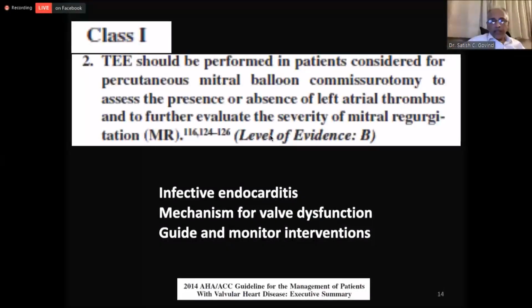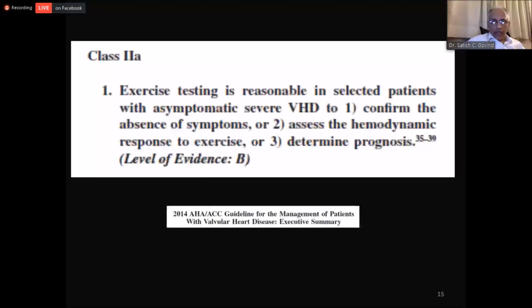TEE is used in certain scenarios, especially if you have mitral stenosis and one is looking at an intervention, looking at thrombus, suspicion of infective endocarditis where the transthoracic echo is not contributing, and looking at the mechanism of valve dysfunction, which again TTE is not providing, and then to guide and monitor interventions.